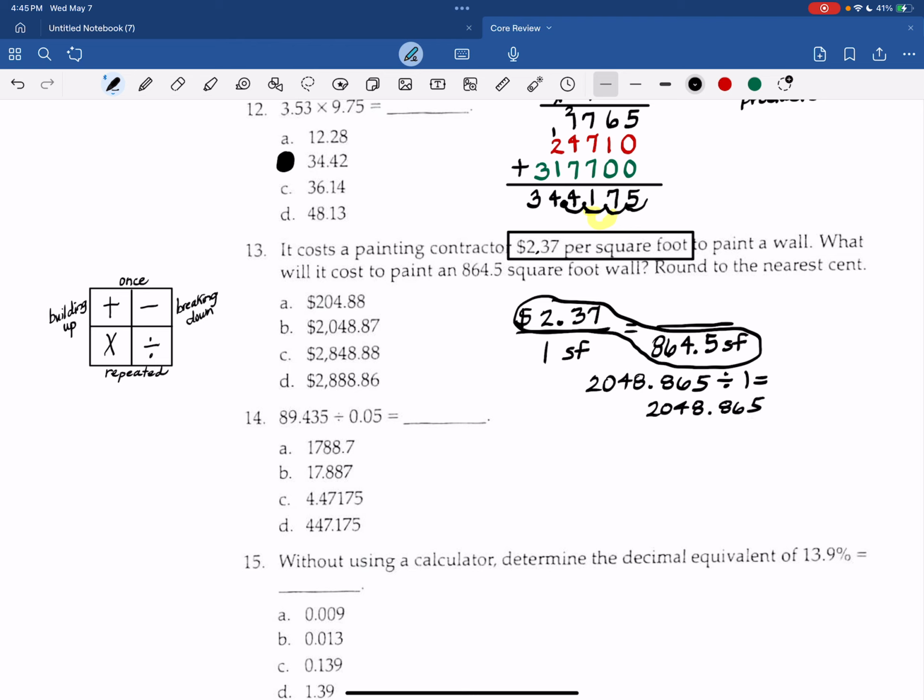Okay, and now we round to the nearest cent, which is going to be right here. So 2048.87. I like B as in Bravo.